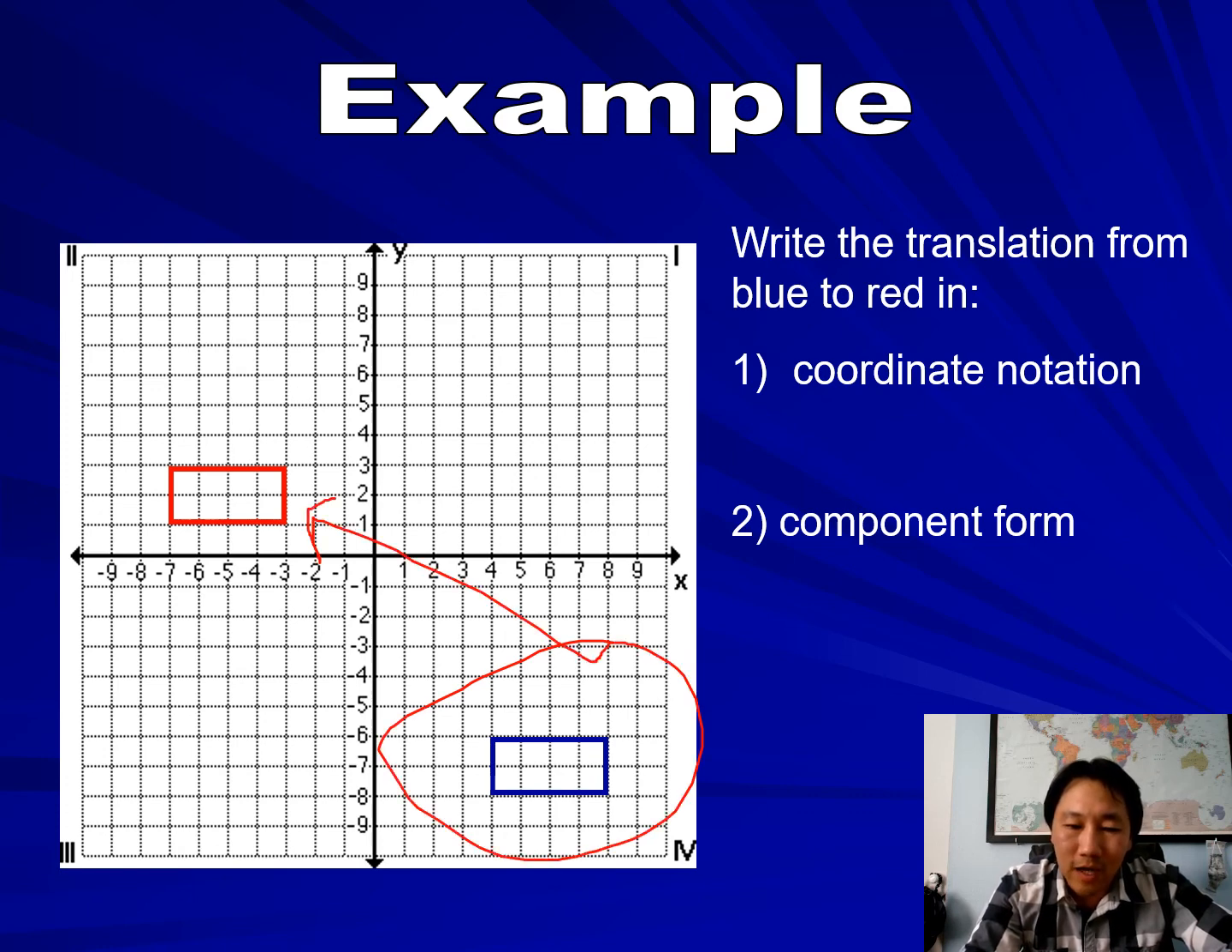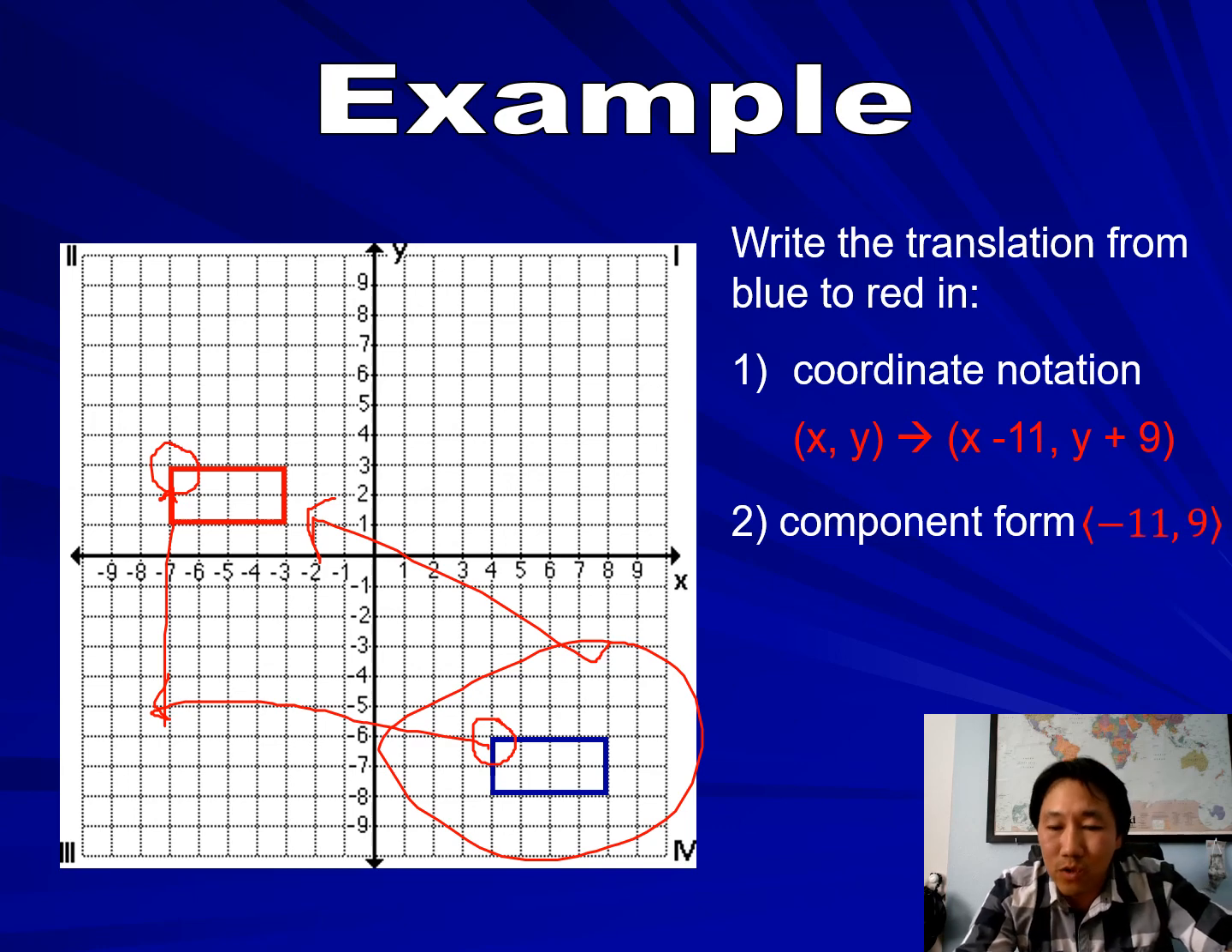The way that you do that is you just take one corner and match it to the other corner and count how many times you go to the left and how many times you go up. And it turns out you go to the left 11 units and up 9 units. That is the coordinate notation. The short way, or the component form or vector form, is -11, 9.